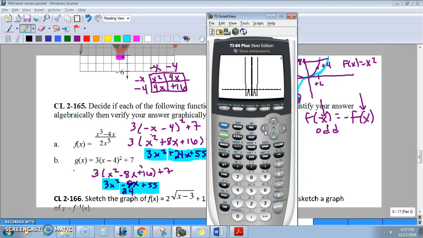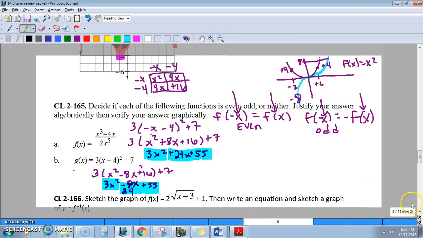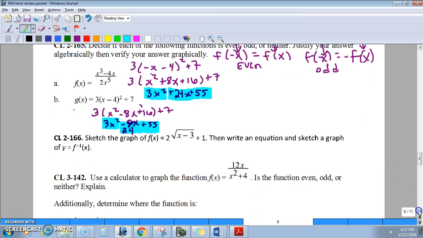Okay, and there is the second one, and they're exactly the same, because even if I put in a negative input, I get the same output, so you can tell that they are even. Okay, so that might help you a little bit more when you're working on even and odd functions. What's next?